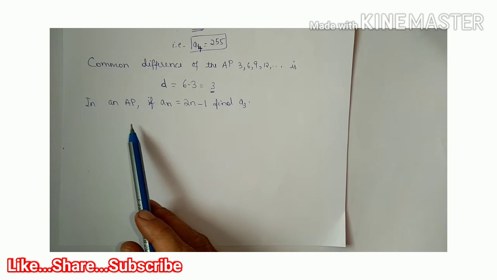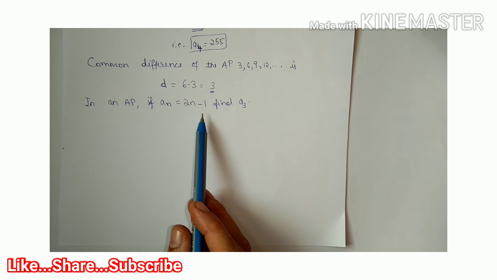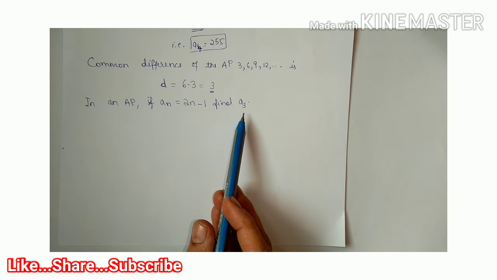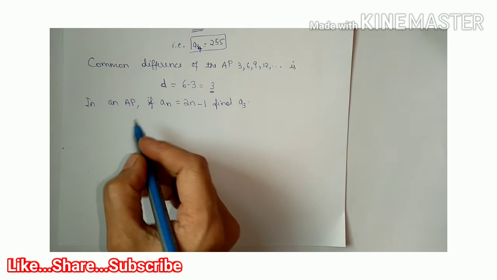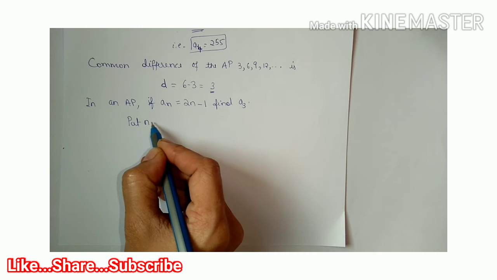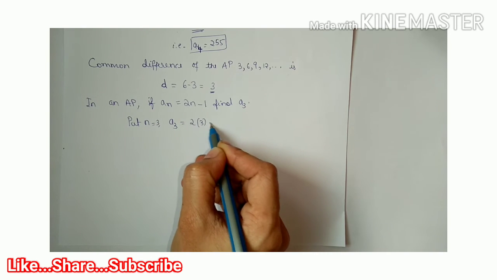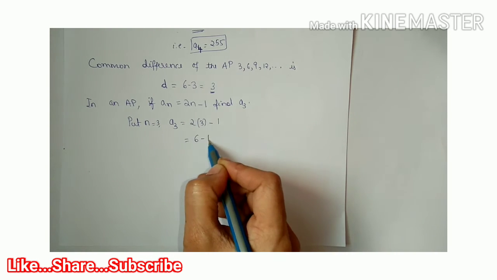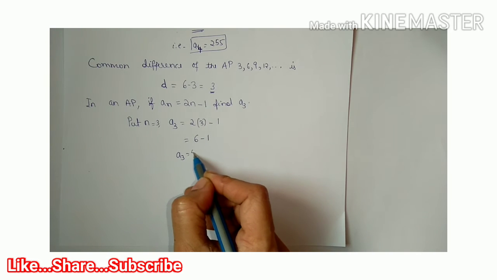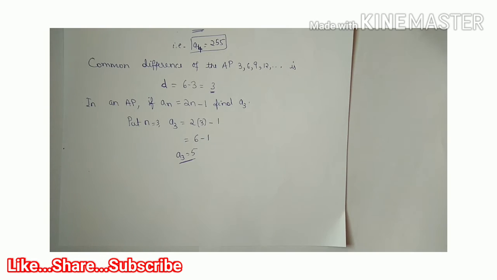Next question. In an AP, if an is equal to 2n minus 1, find a3. Third term a3. Put n is equal to 3. We get a3 is equal to 2 into 3 minus 1. 6 minus 1. a3 is equal to 5.